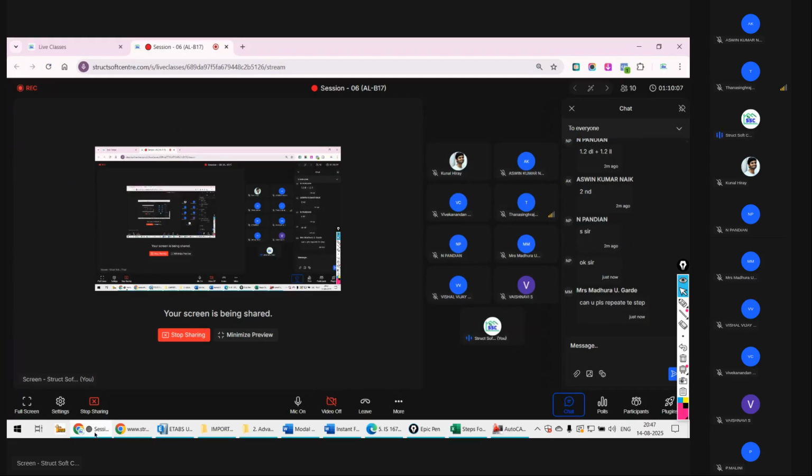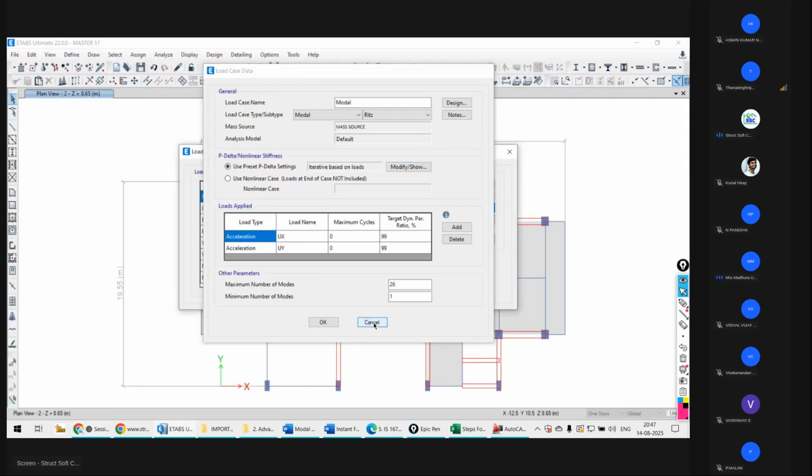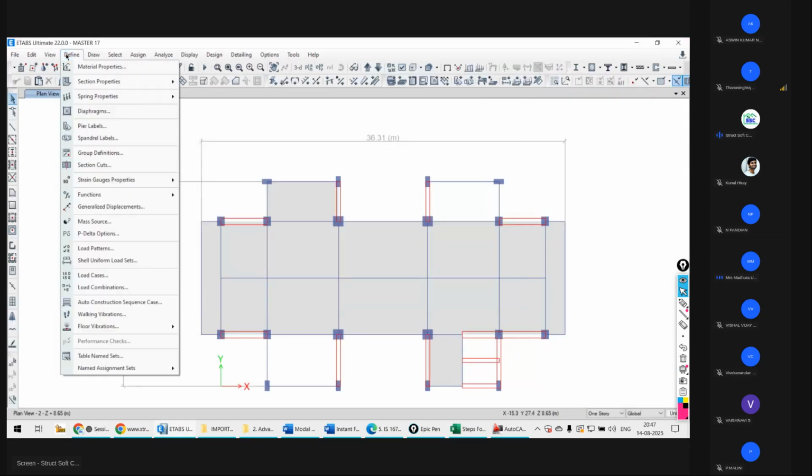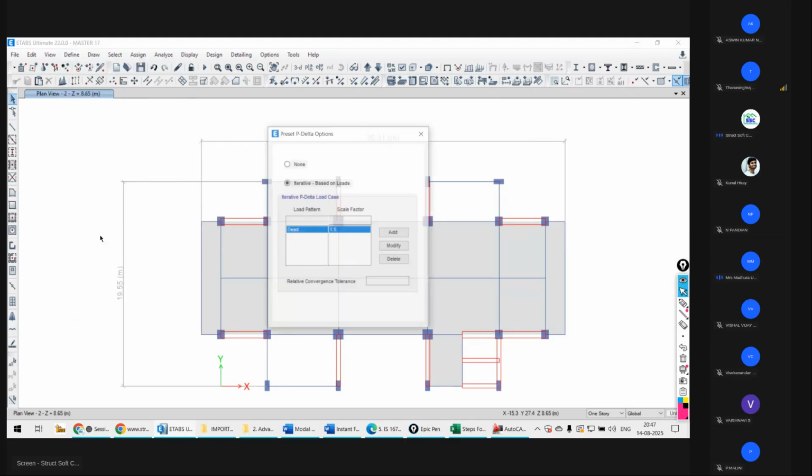Which step, Madhura? Tell me. Sir, that definition of P delta in ETABS. Okay, it is simple. Go to define, the P delta option. In this, there is an option of none, iterative based, non-iterative based. The iterative based method of analysis; you can read the definition. I will give the notes.